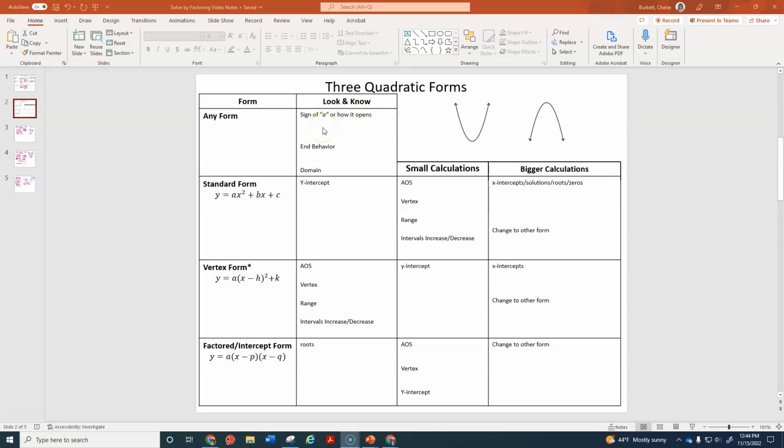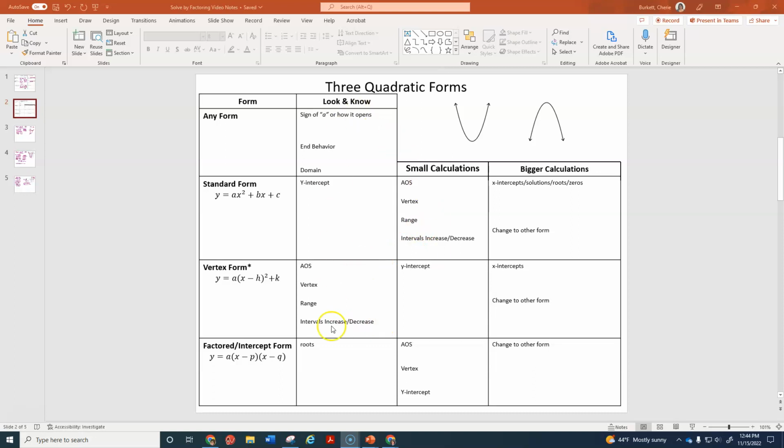to take a second and pause the video, and you should be able to fill out all of this look and know and small calculations. And hopefully at this point, you can do it by memory. So stop the video and see if you can't fill out this portion of this page of notes based on what we've already done. If you can't fill it out, pull out the previous page of notes that we took on the look and know information of the 3 forms and use that as a guide. But again, you should try really hard to do it by memory.